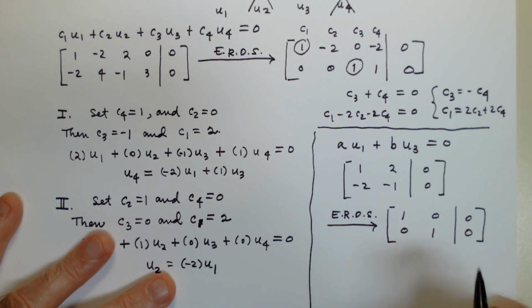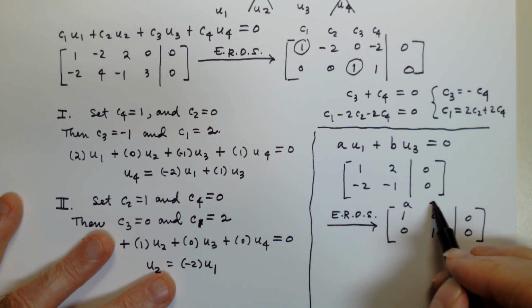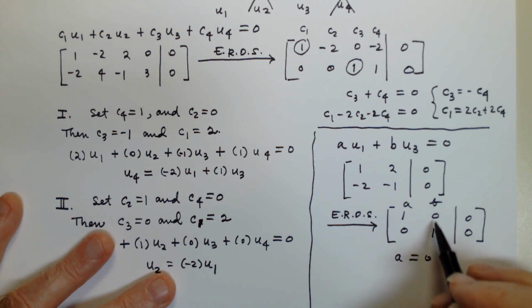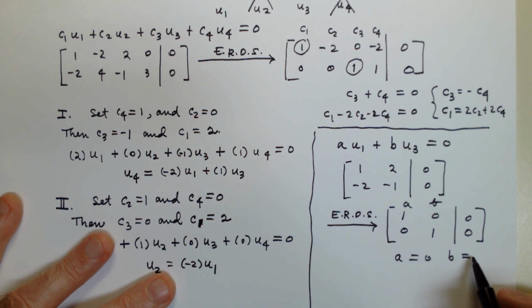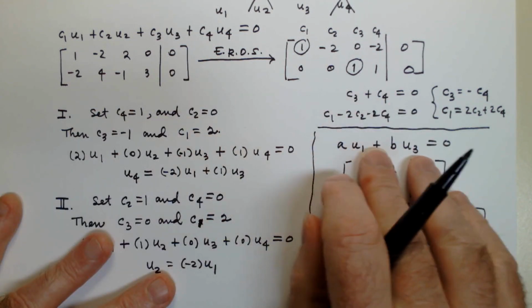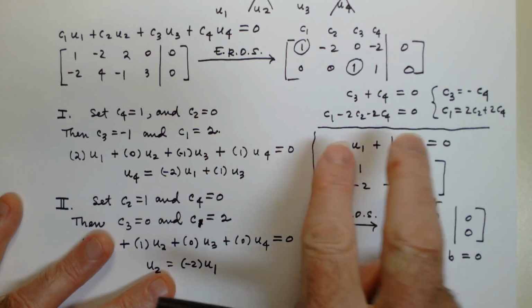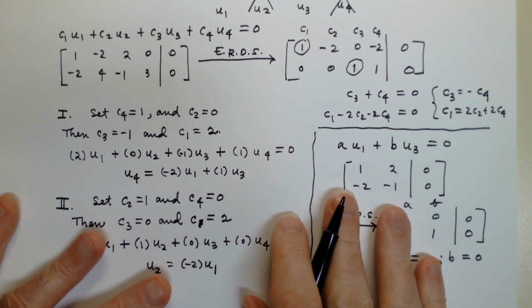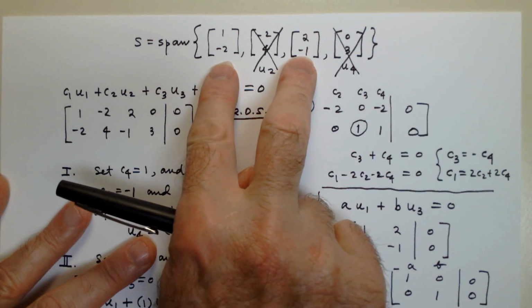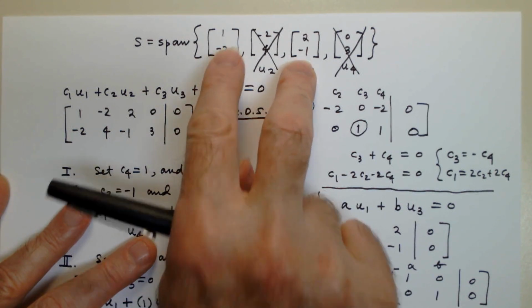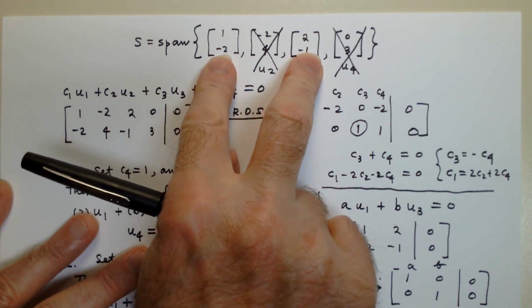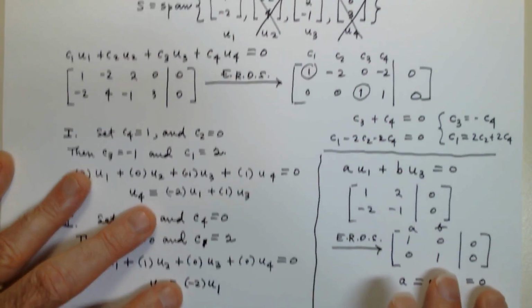Okay, and if we read this, remember the columns are A and B. It says A is equal to 0 and B is equal to 0. Okay, and that means that the only solution to this equation is the trivial solution where both A and B are equal to 0. And so that does say that these vectors are independent. And so the long and short of this is that these two vectors alone will form a basis for S.